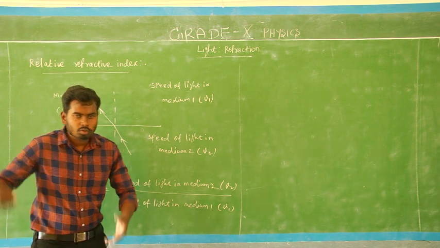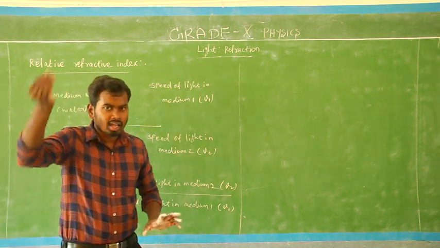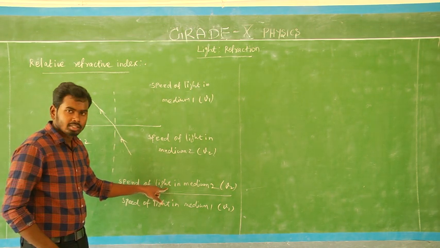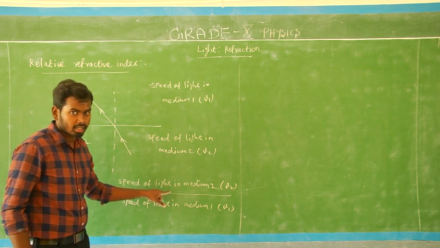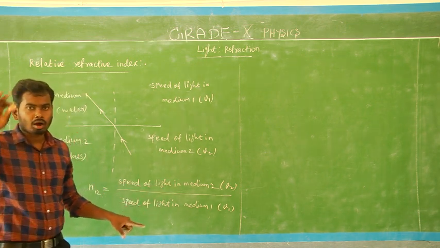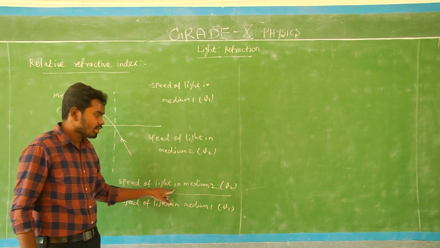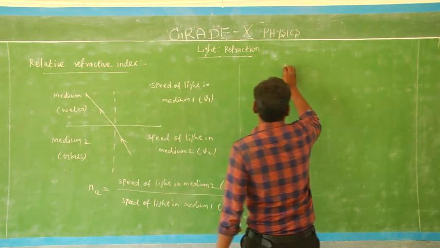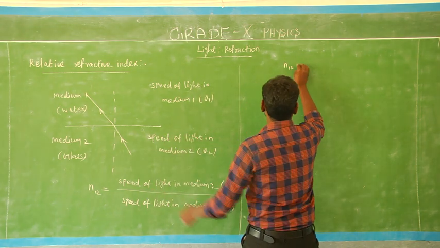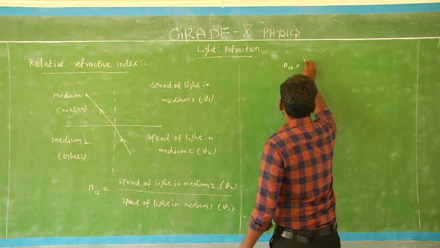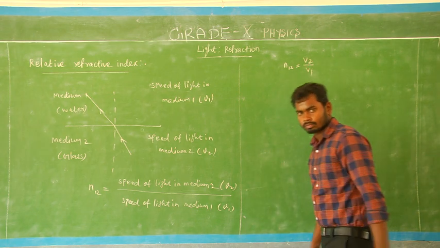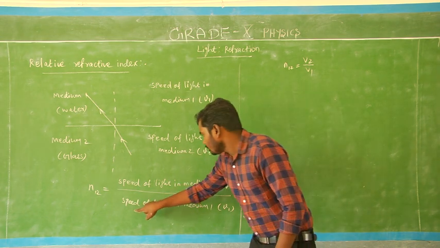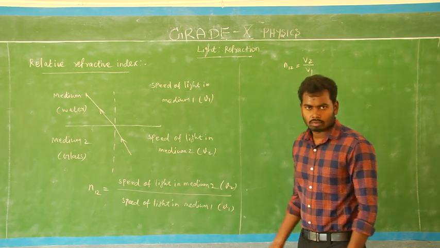So what is the medium from which light travels? The speed of light in that medium is denoted in the numerator, not in the denominator. Okay, so listen. The refractive index of medium 1 with respect to medium 2 is equal to v2 divided by v1. Am I right? This is equal to the ratio of the speed of light in medium 2, v2, divided by the speed of light in medium 1, that is v1.